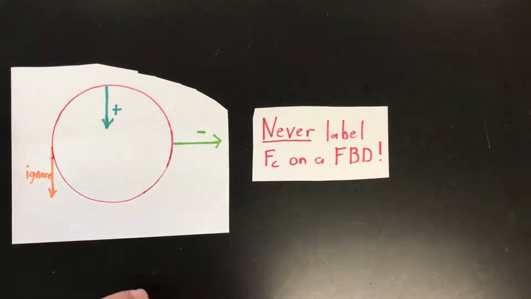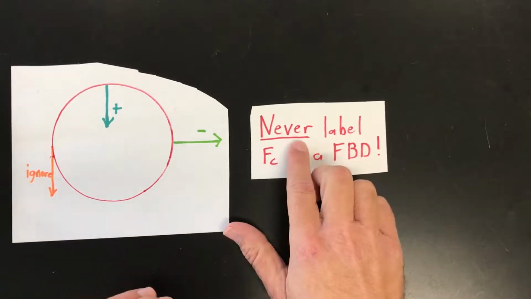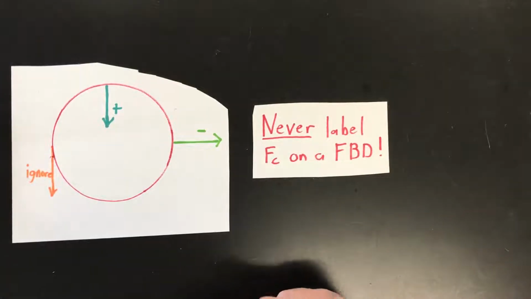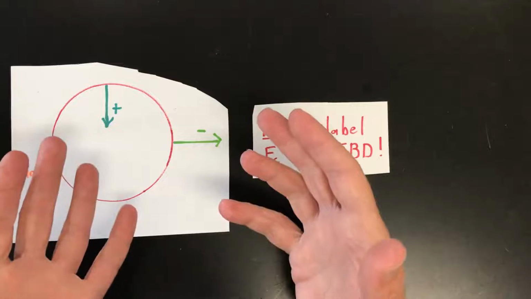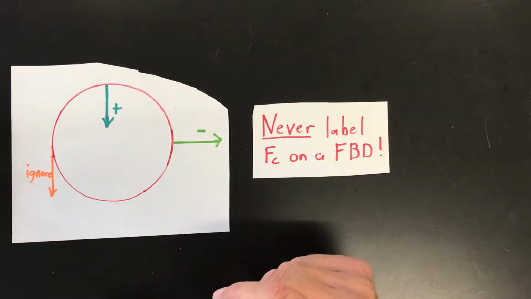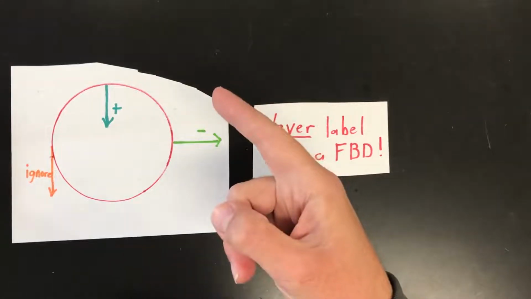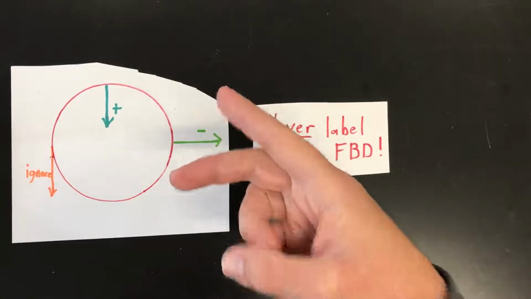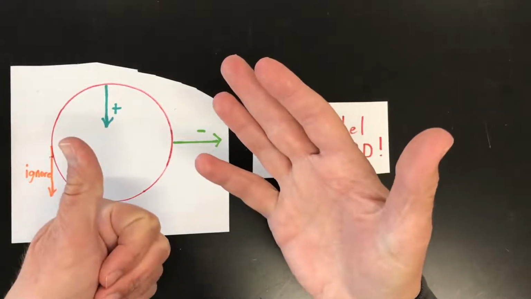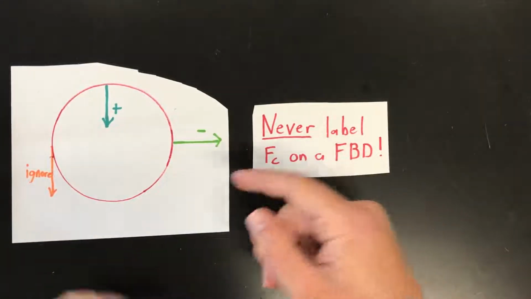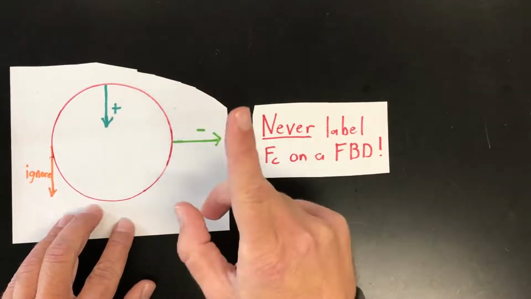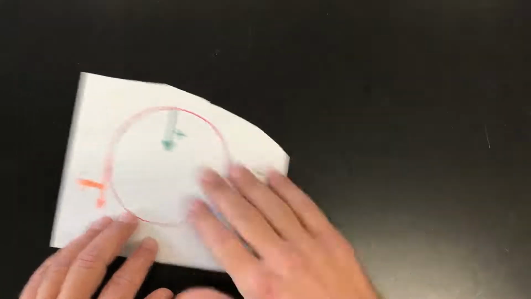Here's another big thing to keep in mind when you do these. Never, never, never label centripetal force on a free body diagram. Centripetal force is not a type of force. It's telling you what some other type of force that we've already discussed is doing. So tension can be a centripetal force, or weight, or normal force, or friction, or gravity. Any of those can be the centripetal force, and those are the ones that get labeled on the free body diagram. So never put centripetal force on a free body diagram.